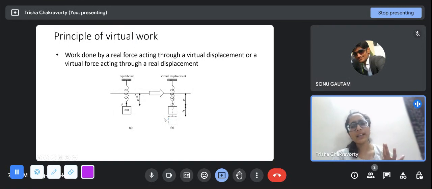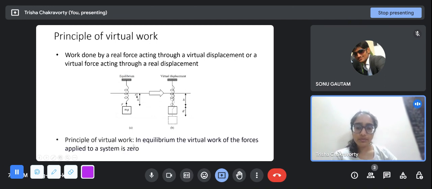Now the question comes: why are we talking about virtual displacement? This was in equilibrium. What was wrong with it? But this is the principle of virtual work, that in equilibrium the virtual work of the forces applied to a system is zero. So basically this mass is under two forces. One is mg downwards, and the other is the internal force, which is the force developed in the spring. So this is how it works. Mg into delta star is acting in the downward direction. This F into delta star is acting in the upward direction.